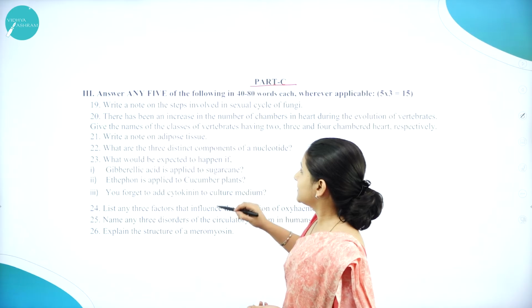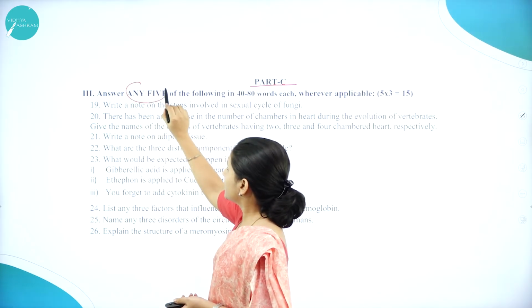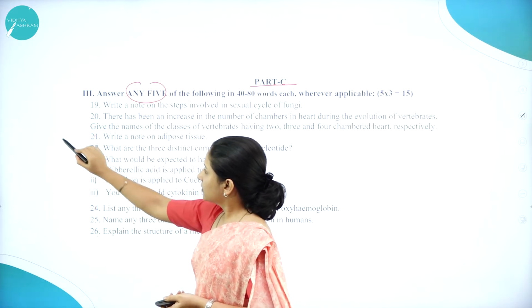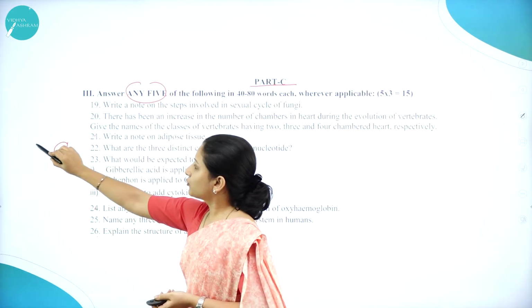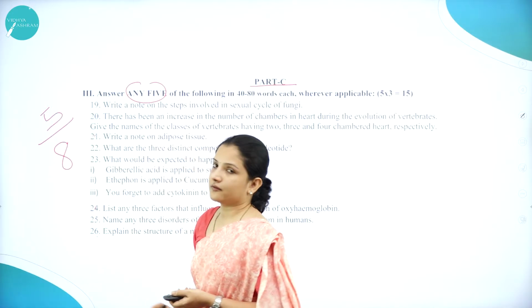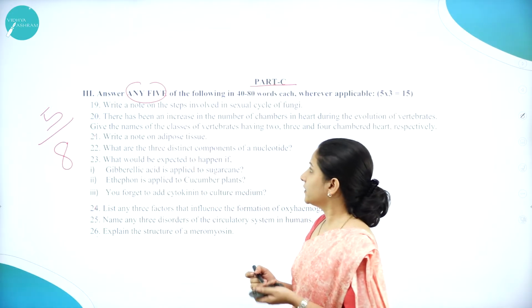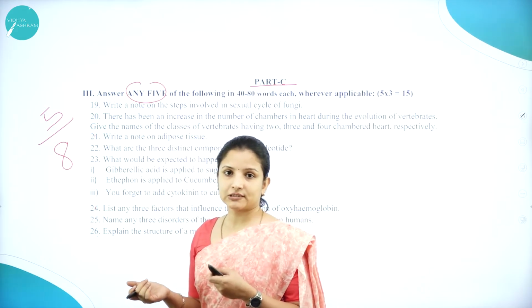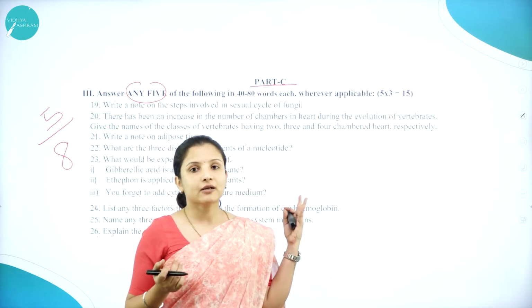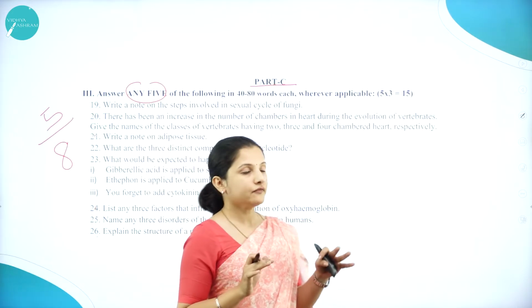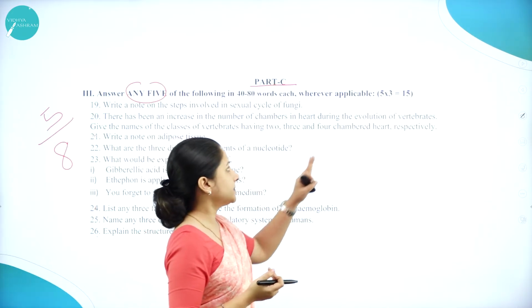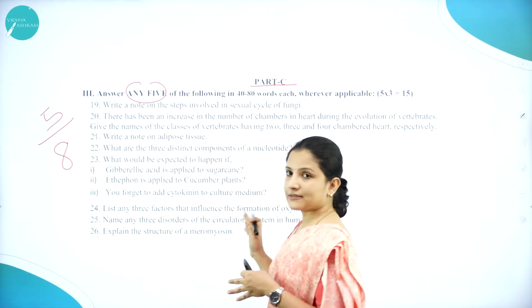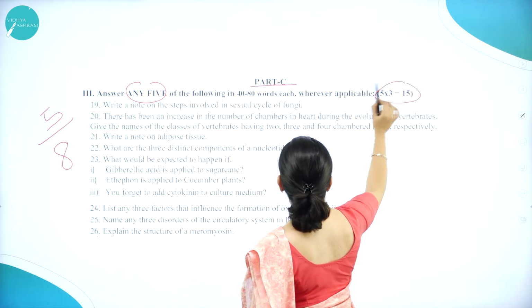Next, moving on to part C. Here also again any 5. So 8 questions are there. Out of that, if you write 5 it is enough. And it should be in 40 to 80 words. It's not that you have to count the words and sit in the exam hall. You have to write according to the marks. If you write a paragraph or write it in points, it is enough. And it carries about 3 marks. So you will get 15 marks in part C.